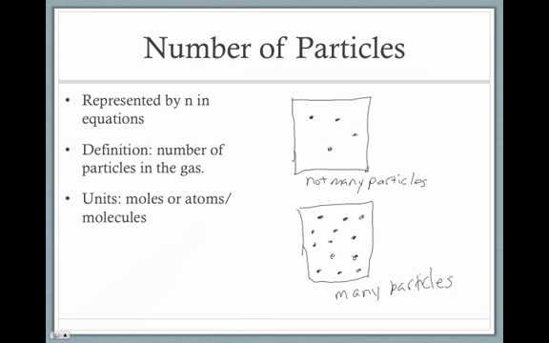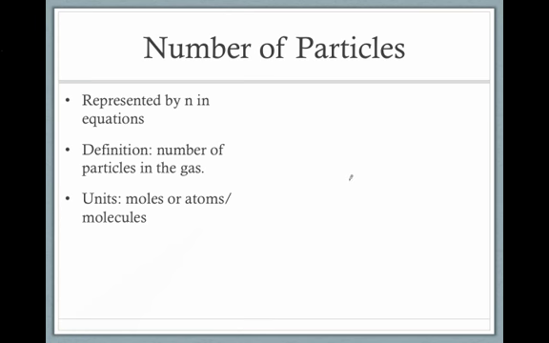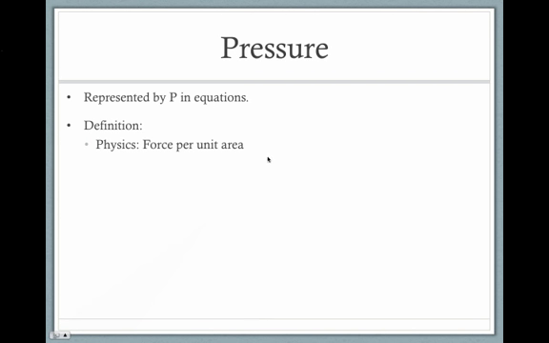And the last one that we have is pressure. Pressure is represented by a capital P in equations. The definition, there's really two definitions for pressure. The first one is force per unit area, and that's a physics definition. So really, that just says pressure is equal to force, and because per means divide, force divided by area.